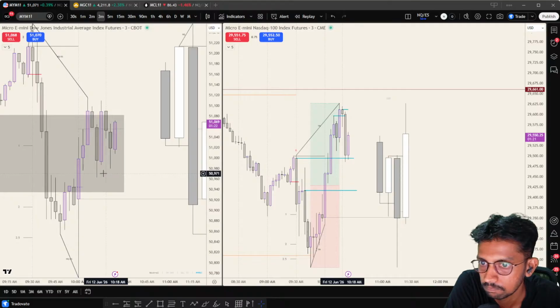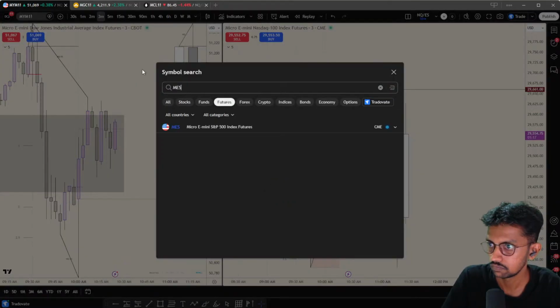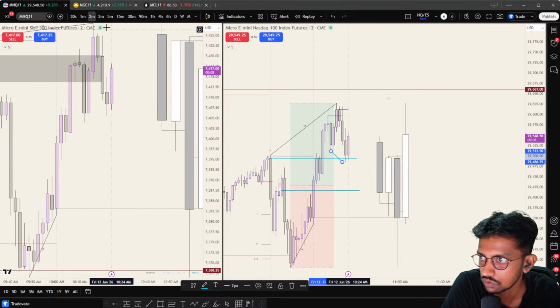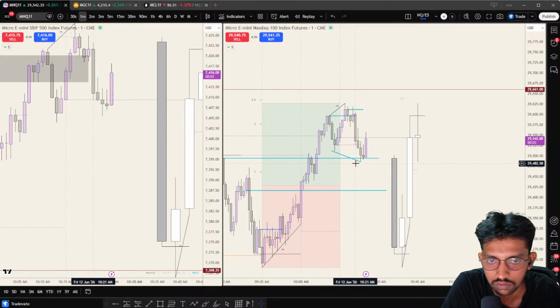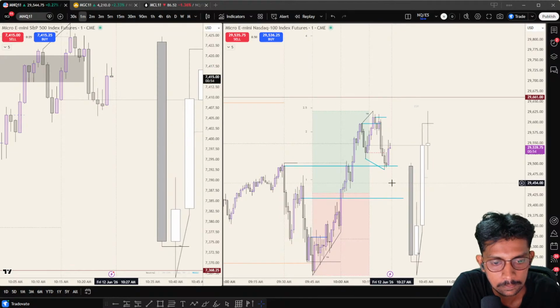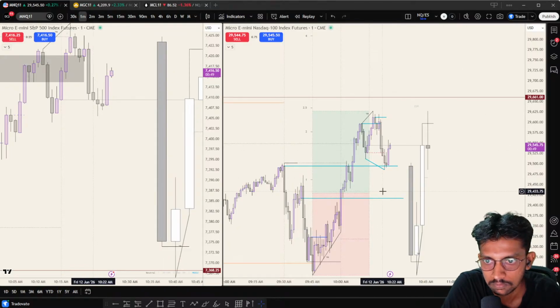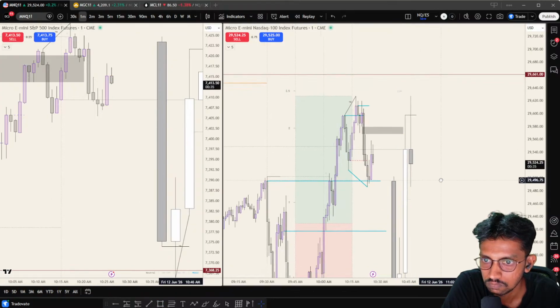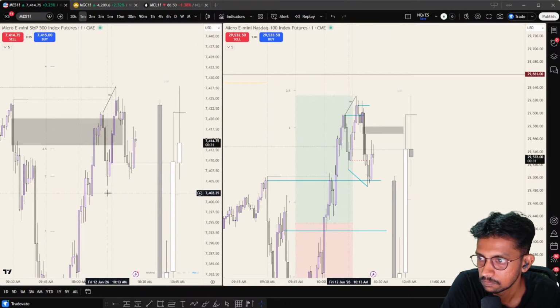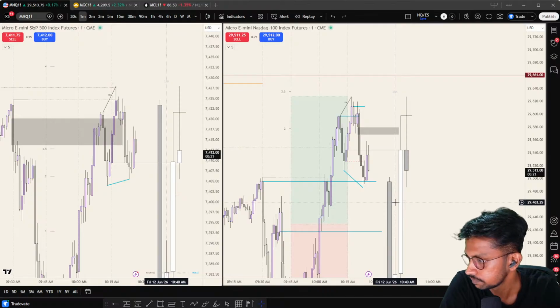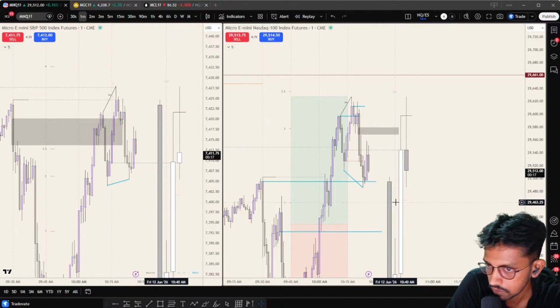Okay, we are having this SMT. We're having that SMT in YM, and we're also having this tap. So we should get a push higher, because we even have SMT with ES. Let's see. Yeah, it's going well. It's going nice.